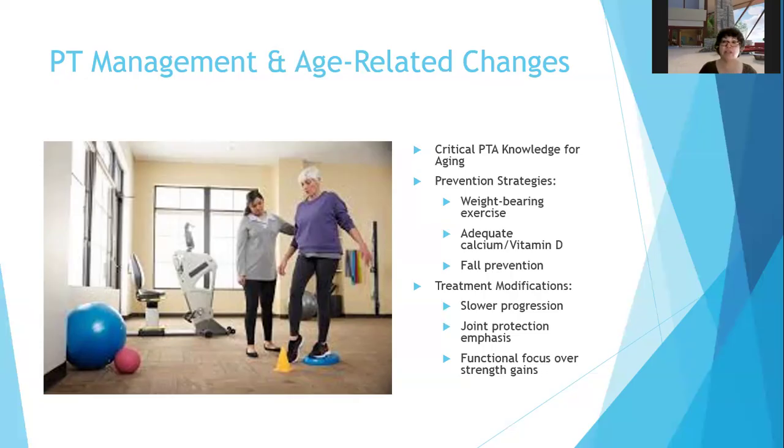The treatment modifications that we're going to do for age-related changes, it's going to be a slower progression. We're not going to progress really quickly. We're going to put some emphasis on joint protection and functional over strength gains. So what can you do with this strength that we're building? So functional gains are important. So a lot of times we will use functional outcome measures to measure our progress rather than things like manual muscle testing and actually looking at strength gain. So we're going to look at functional over strength.